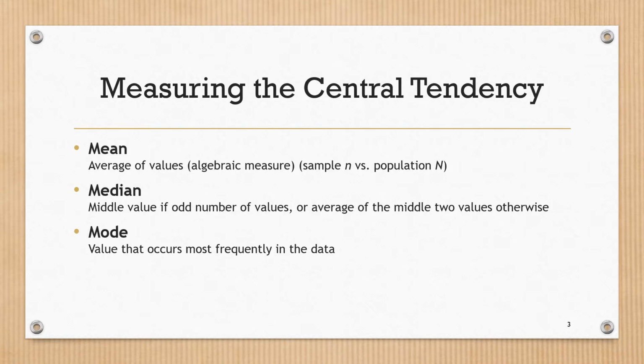Central tendency measures the location of the middle or the center of the data distribution. Commonly used central tendency measures include mean, median, and mode. Mean is the average of values, which can be calculated by taking the sum of a set of values divided by the number of values in the set.